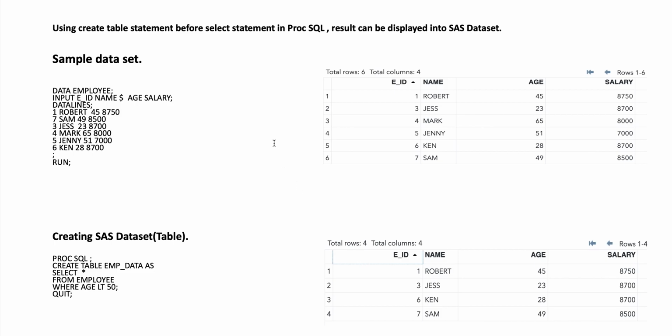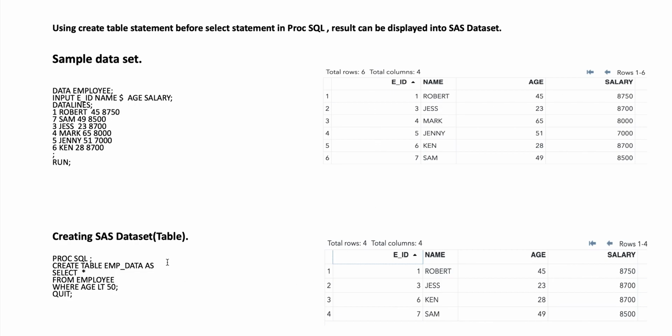To explain this question, we have two sets of code. The first set of code creates data, and the second set of code displays the result into a SAS dataset. From the first set of code, the dataset name is employee. It has 4 variables and 6 observations. When we run the first set of code, we get the result shown on the right side in the first table. It has 4 variables, EID, name, age, salary, and 6 records.